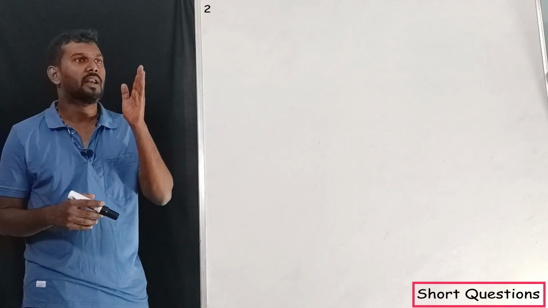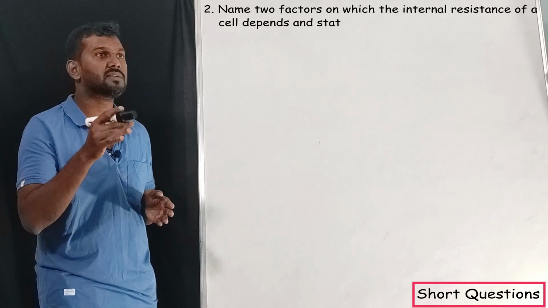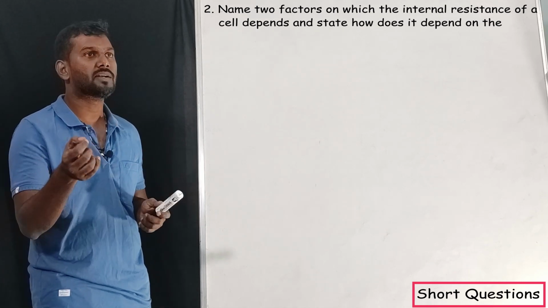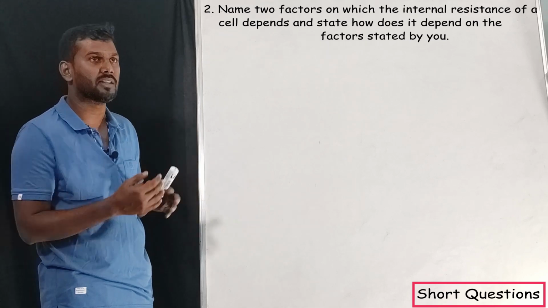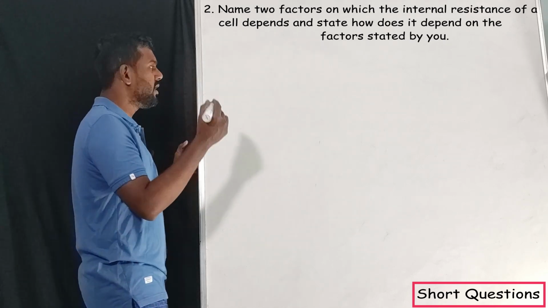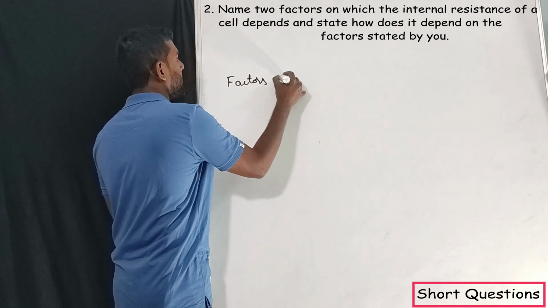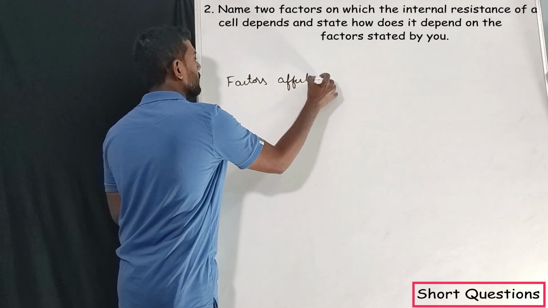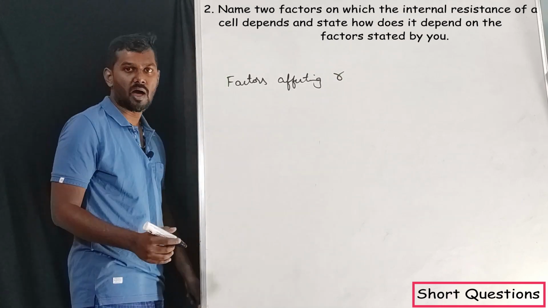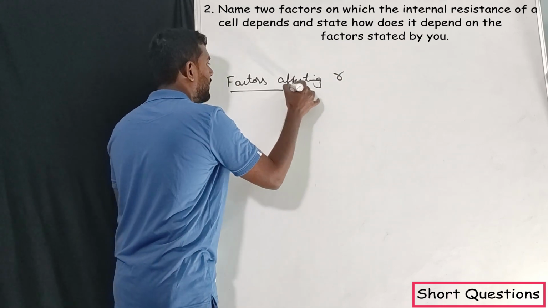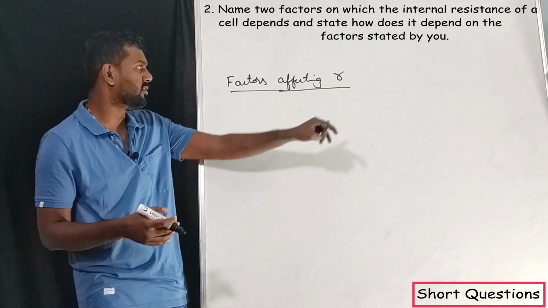Our next question: name two factors on which the internal resistance of a cell depends and state how it depends on the factors stated by you. So, we have to state the factors and how they affect the internal resistance. The internal resistance is nothing but small r. We are going to use all these things in numericals also. That's why you have to be very careful.